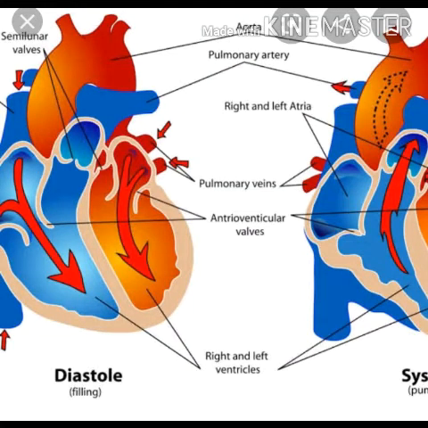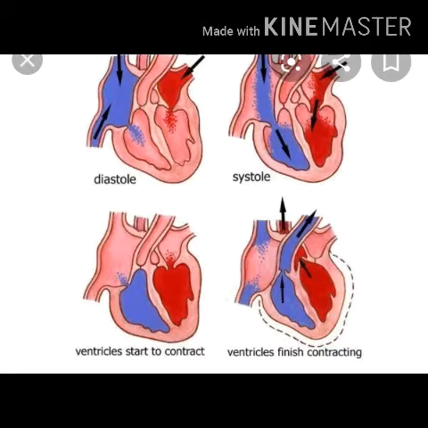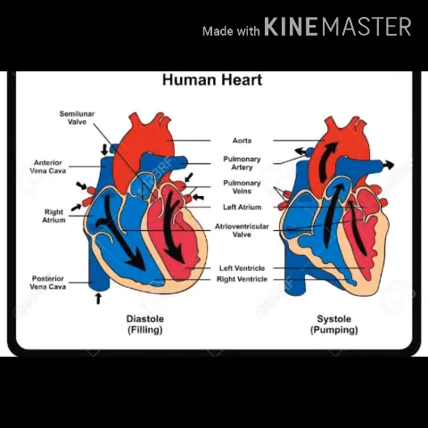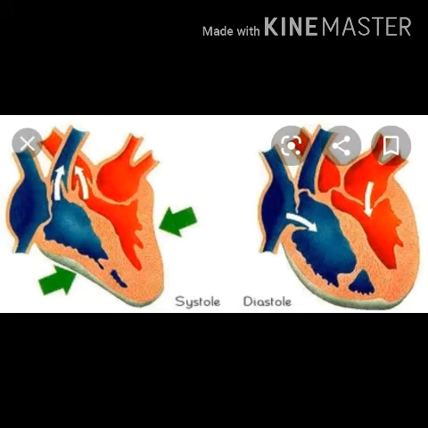So we will start with the question: do oxygenated and deoxygenated blood mix during the cardiac cycle? Oxygenated and deoxygenated blood do not mix during the cardiac cycle. Oxygenated blood from the lungs is carried by the pulmonary vein into the left atrium, then into the left ventricle during atrial systole. Finally, it reaches the organs via the systemic aorta. So oxygenated blood is confined only to the left chambers.